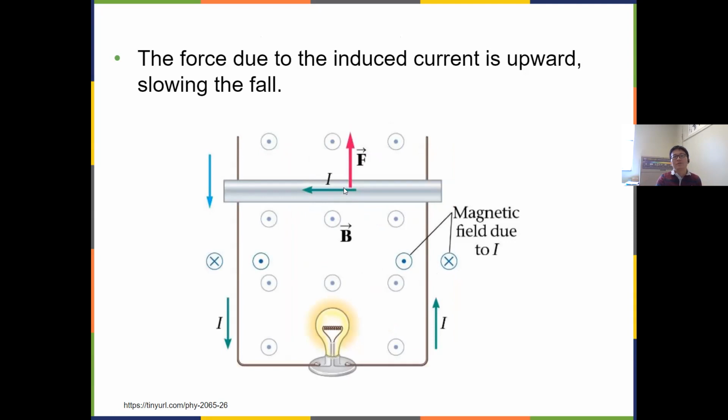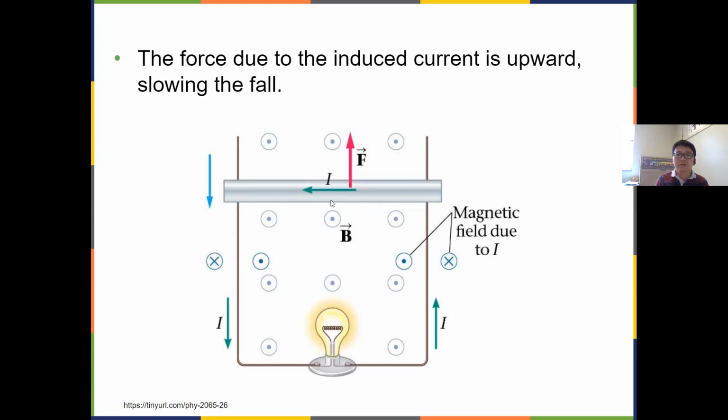Similarly, if you pull the rod away, then because there's an induced magnetic field, or rather an induced current here in the circuit, the induced EMF results in the induced current. So then as your rod is going down, the flux is decreasing.